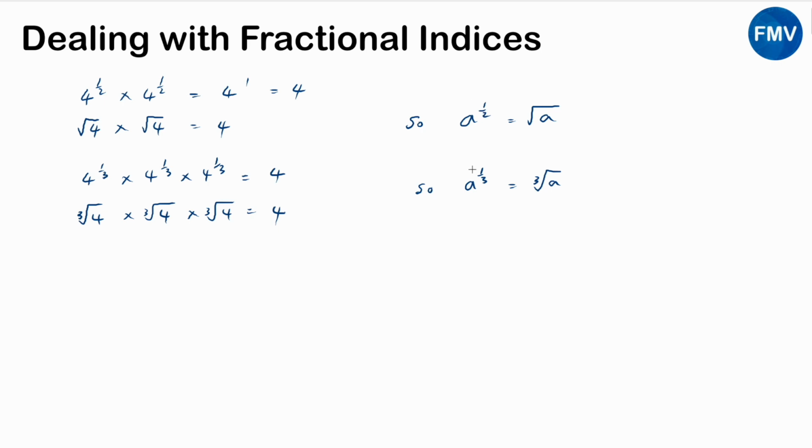So hopefully you can see from above, if we follow that through, a to the power of 1 over n is equal to the nth root of a. So that again is now one of our rules.